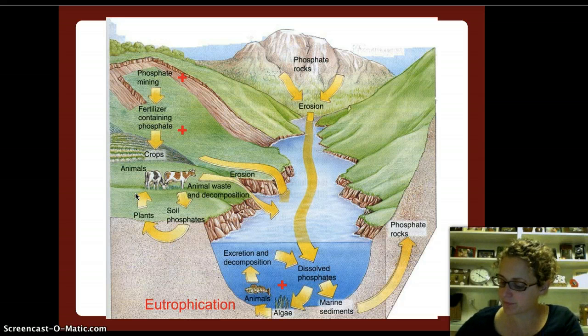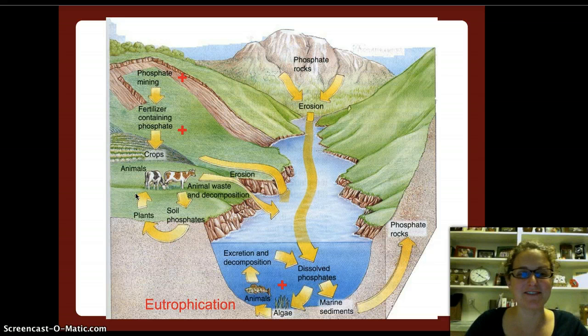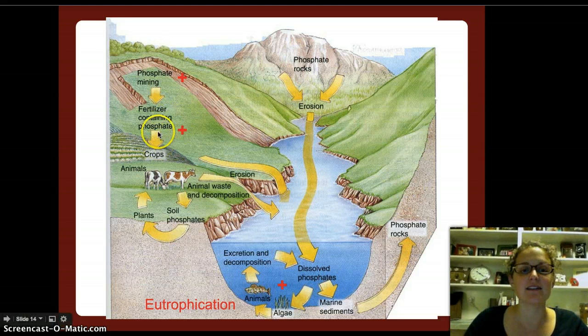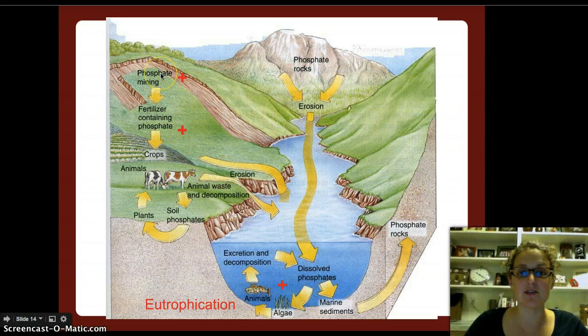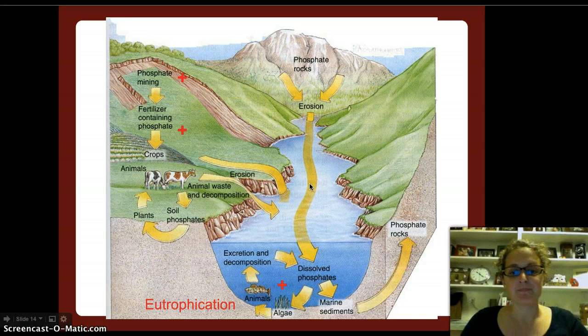So humans often add phosphorus in a couple of different ways. One of the ways that we do this is that because it's a limiting factor, we add it to our crops in fertilizers so that we get a lot more crops. And sometimes that washes off into rivers and streams. Sometimes we mine it so that we can produce fertilizers, and when water hits that and goes into streams and lakes, it can carry the phosphorus with it.